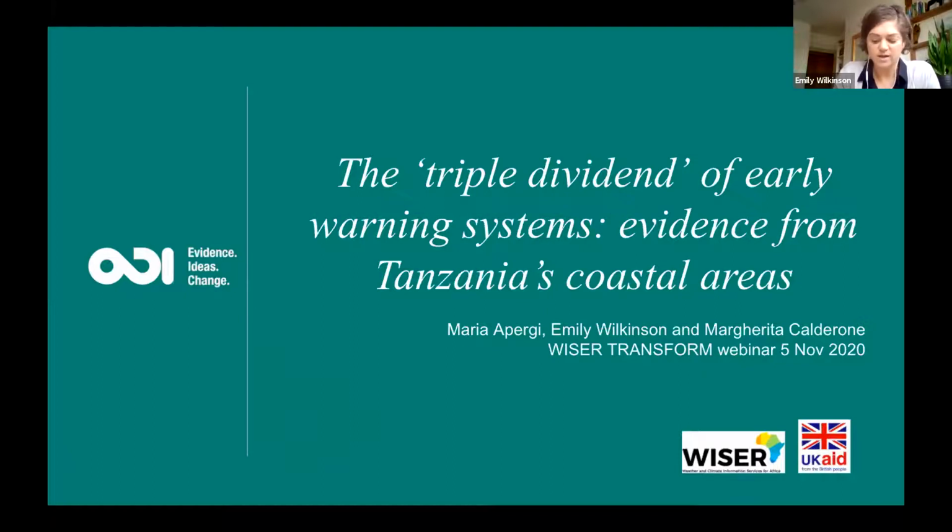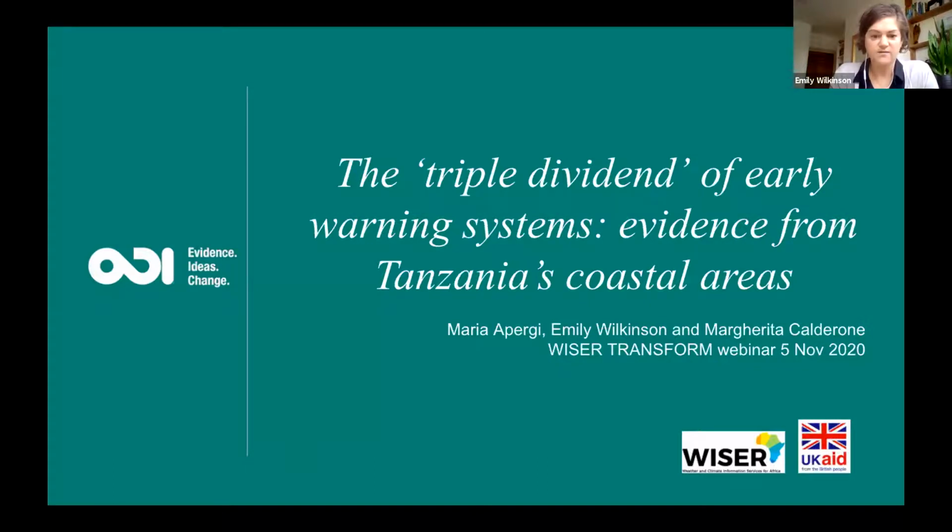It's a major UK government funded initiative that aims to transform the delivery of weather and climate services and improve that delivery and uptake and use of climate and weather information. And in this study, we wanted to look very explicitly at the benefits associated with early warning systems in Tanzania, where one of the WISER projects had been implemented.